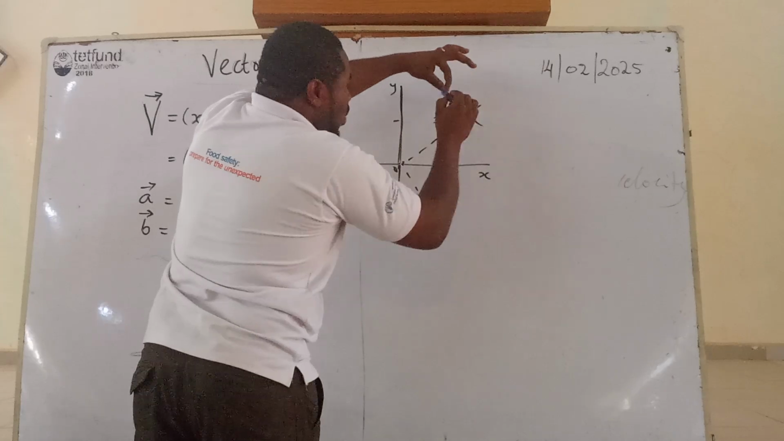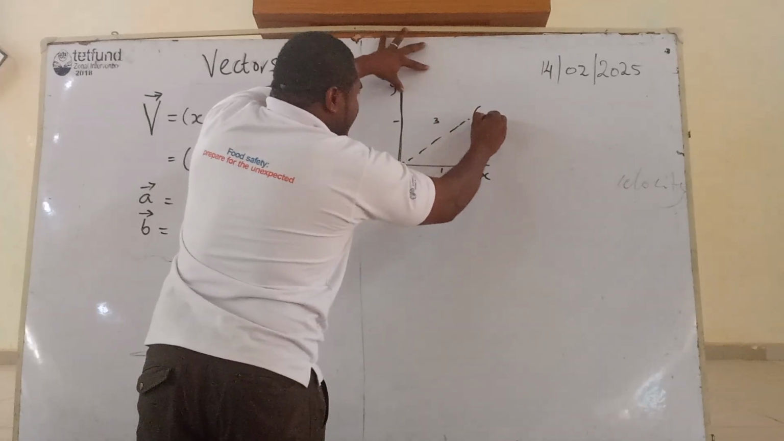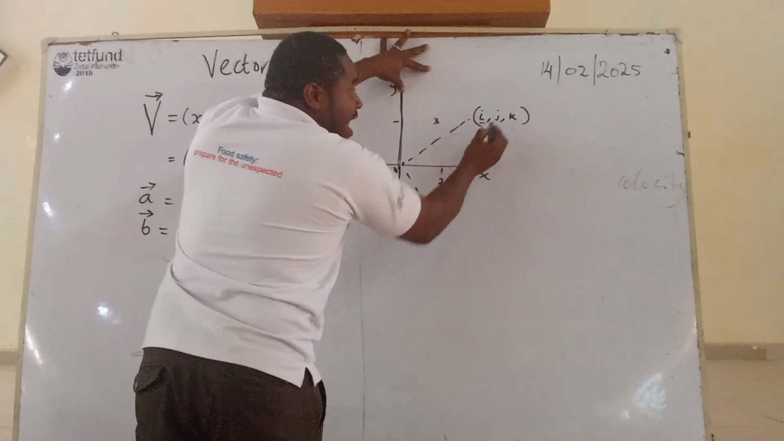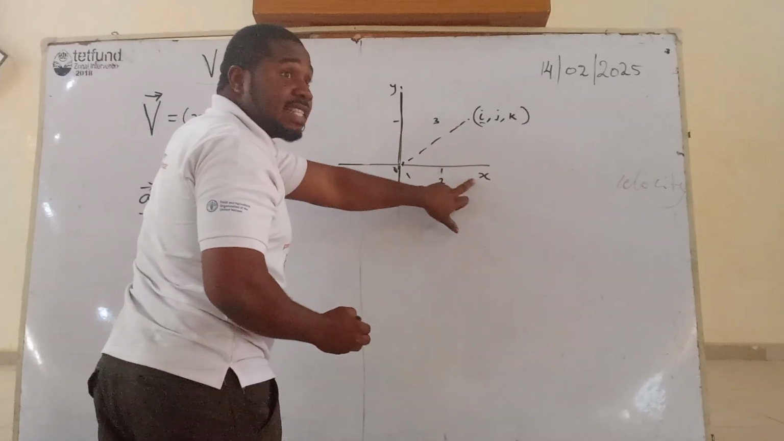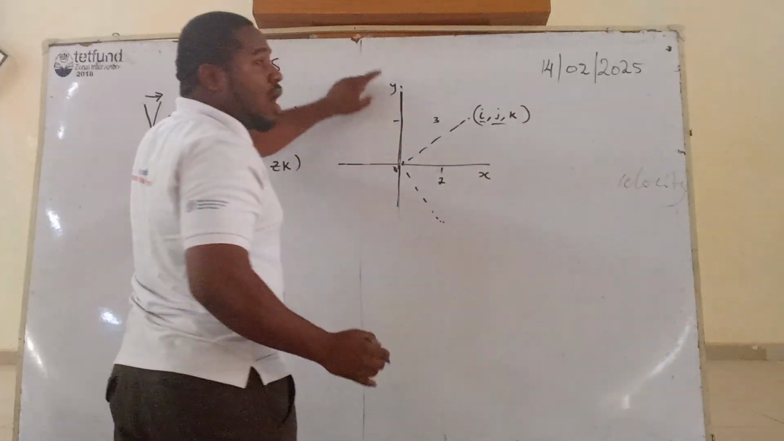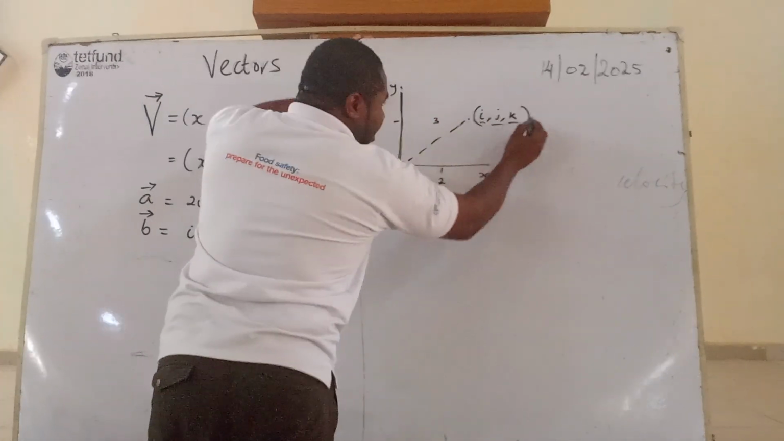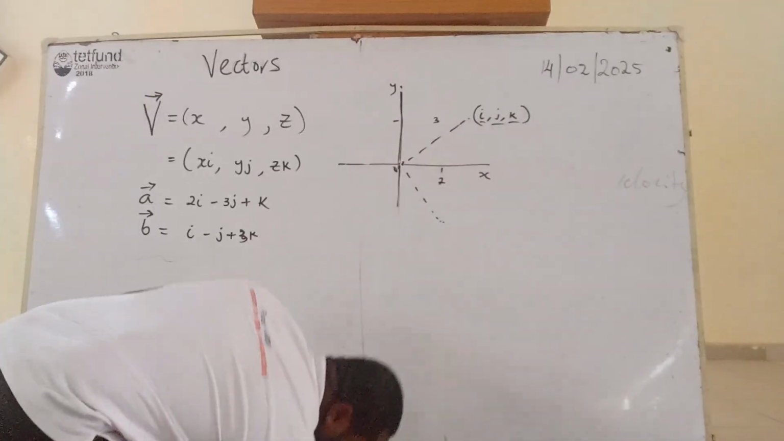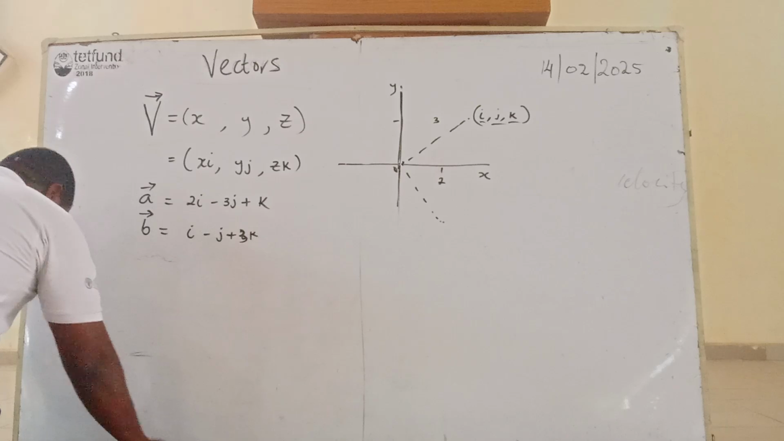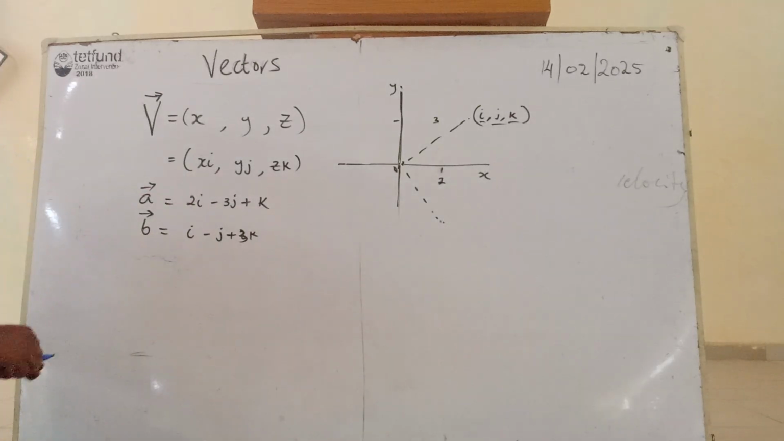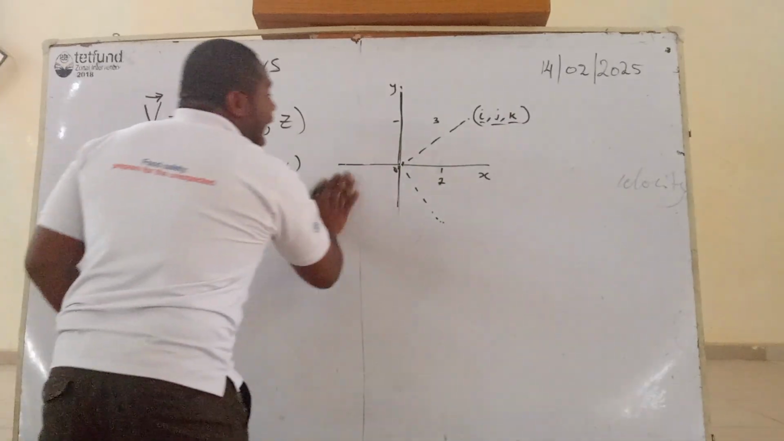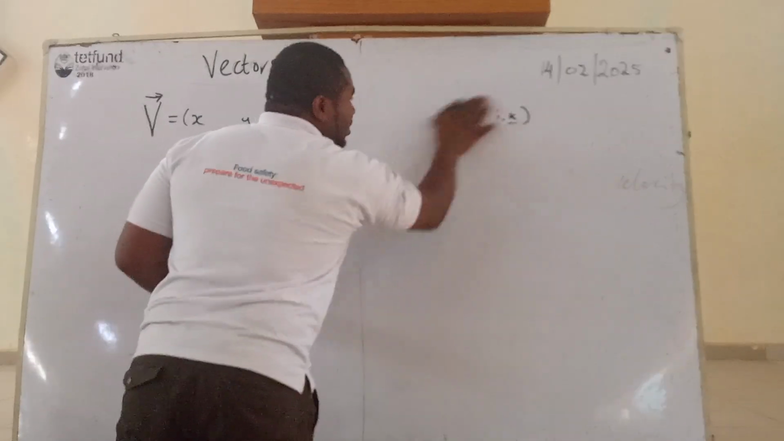So here I'm going to have the i, the j, and the k component, where the i represents the x direction, the j represents the y direction, and the k represents the z direction. Any question? No. Now, it's very simple for us to see that we can add these two vectors together. For vector addition, you add them component by component. What do I say?